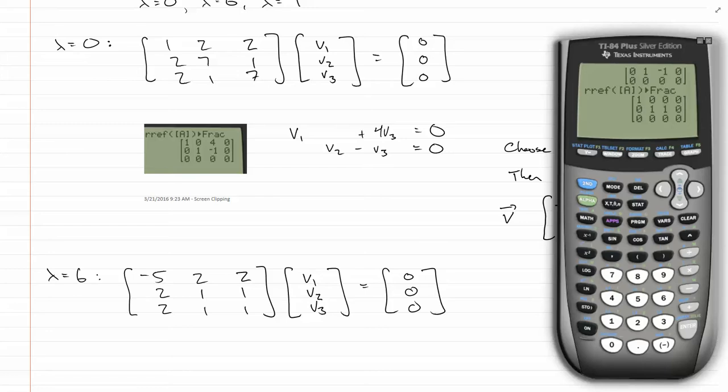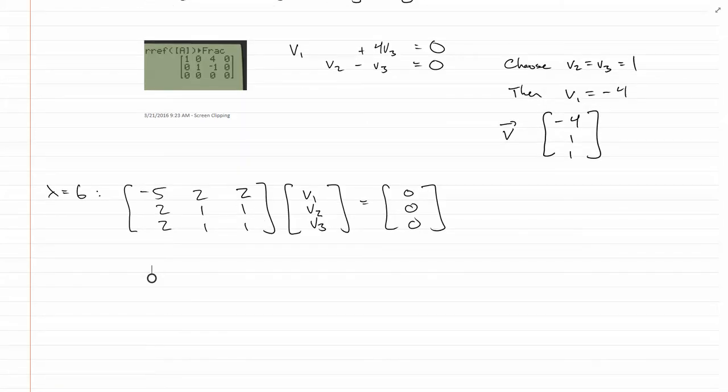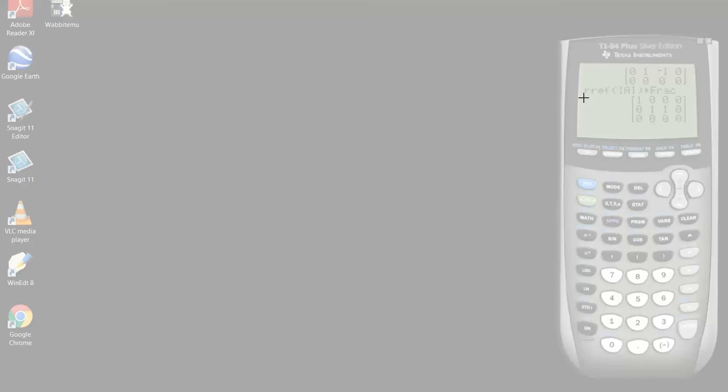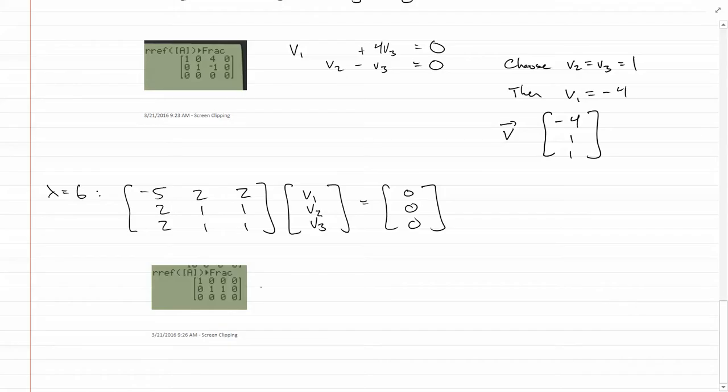Now if we RREF, we get this system. Which says that V1 equals 0 and V2 plus V3 equals 0. And so the easiest way to do so, V1's got to be 0. But as long as V2 is the opposite of V3, we're okay. So choose one of them to be 1, the other one to be negative 1. Okay, so the eigenvector that goes with 6 will be this one.